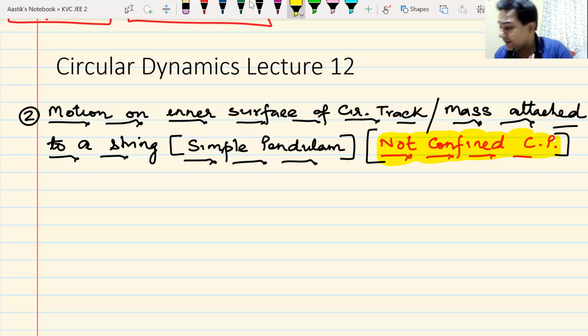So, in both the cases, whether it is motion on the inner surface of a circular track or it is mass attached to a string, now both the motions are going to be similar.